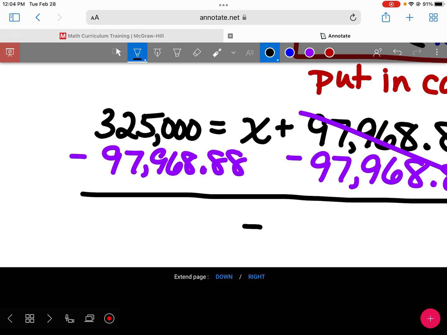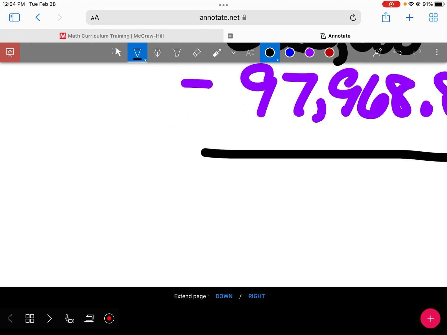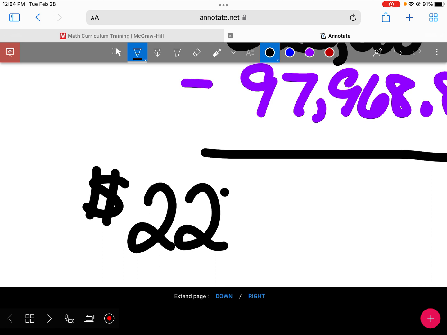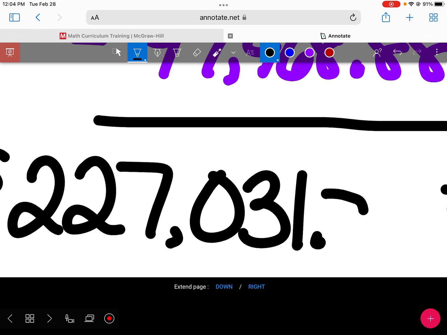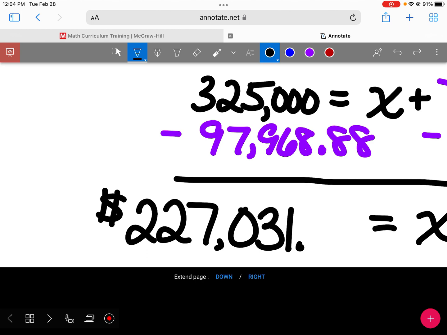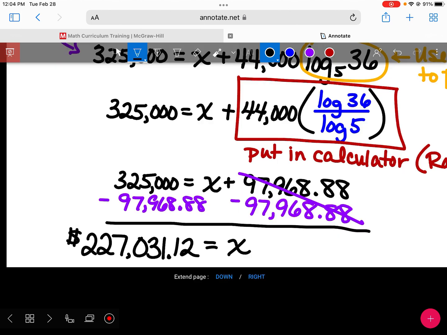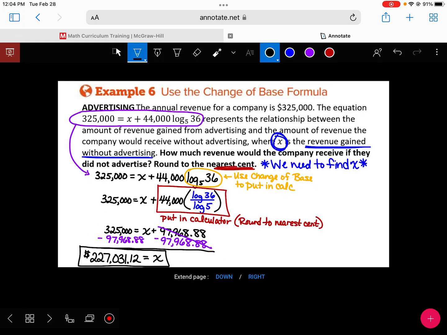What do you get? 227, point what? We're going to round it to the nearest penny. 12. So if this company didn't do any advertising at all, they would still make $227,000 and some change. I wouldn't be mad. You wouldn't be mad? I wouldn't be mad either.